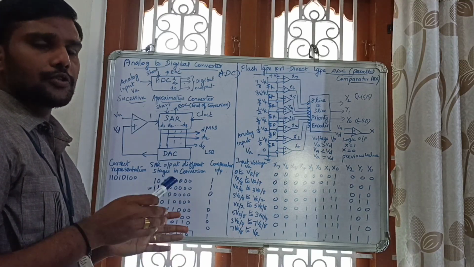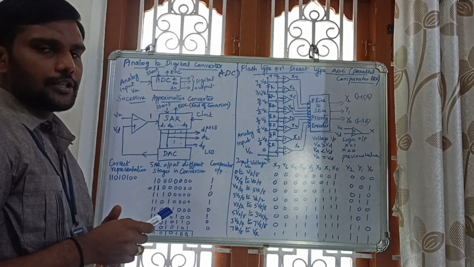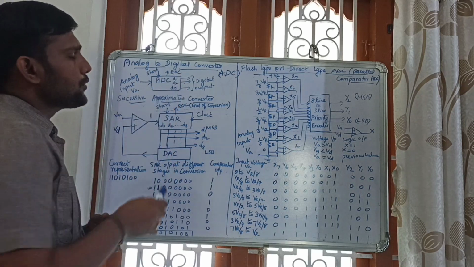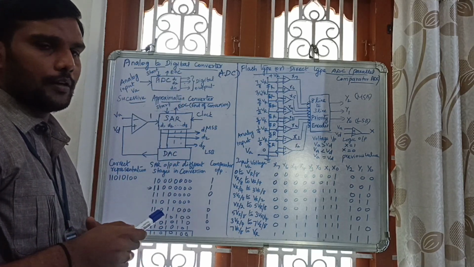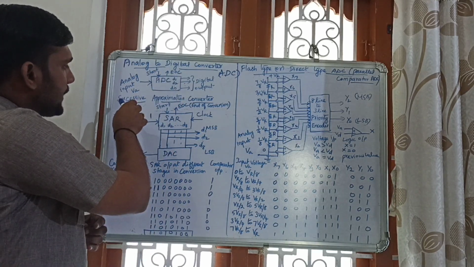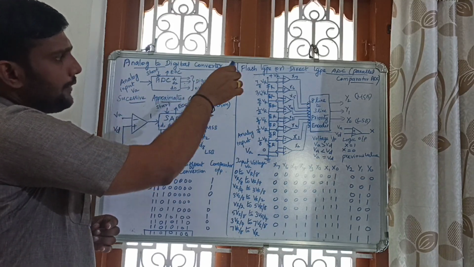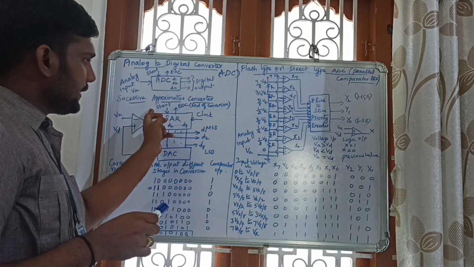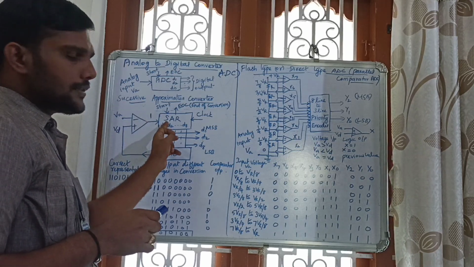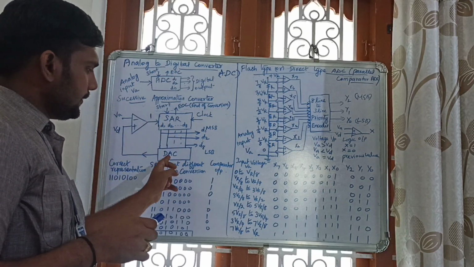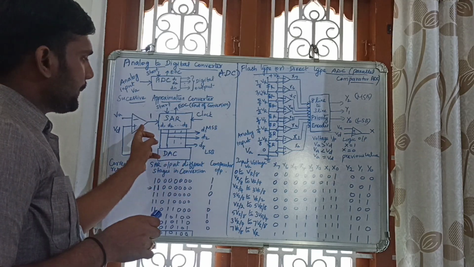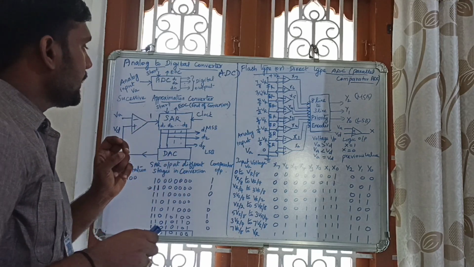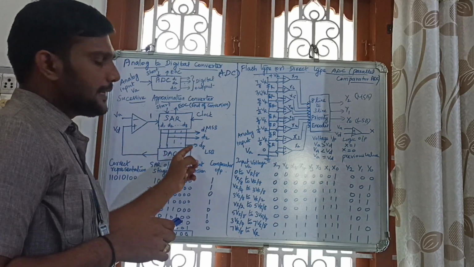There are two signals: start of conversion and end of conversion. Start of conversion is used to start the conversion process. End of conversion is used to indicate that the conversion process is over. Here we are going to study the successive approximation converter and the flash type converter. The successive approximation converter consists of a successive approximation register, a digital to analog converter, and an operational amplifier. This is an 8-bit converter.